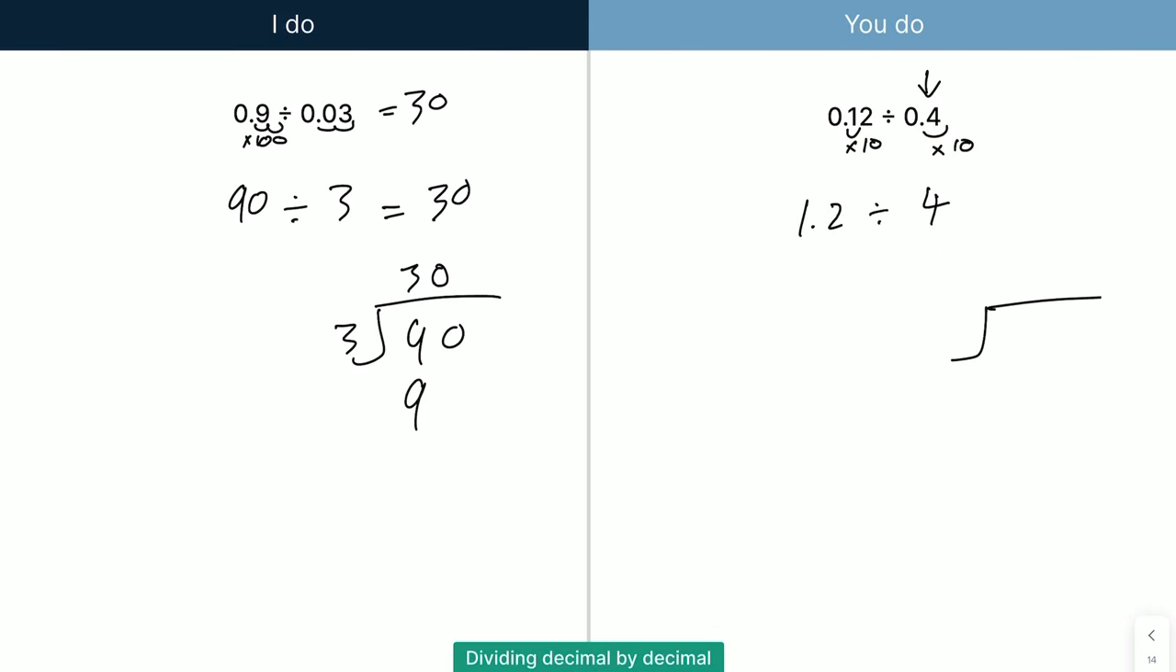So we now have 4 divided by 1.2. Now 4 doesn't go into 1. So we then move on. We have the decimal point. We can pull the decimal point up. The decimal point's now gone. So now we're looking at 1 and 2, which is 3. So that's 0.3 is the answer here and here.